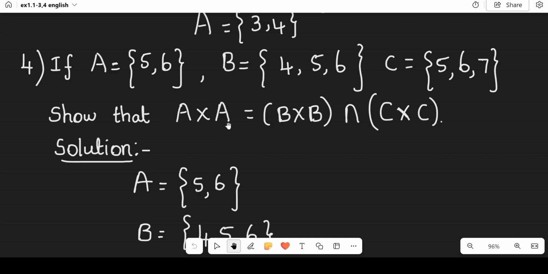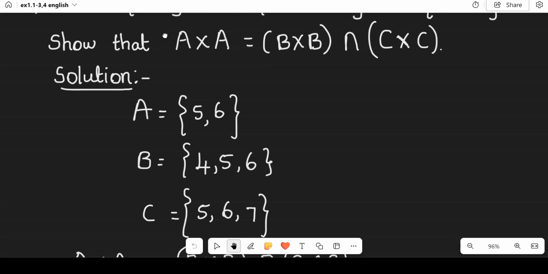Okay. So, we are going to take this A cross A as LHS, which is the left hand side, and this part will be RHS. Okay. First, we are going to simplify LHS and then we are going to simplify RHS. After that, we are going to prove that the answer of LHS is equal to the answer of RHS. Okay, this is the concept.